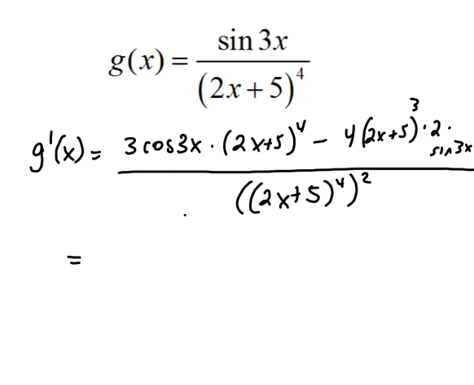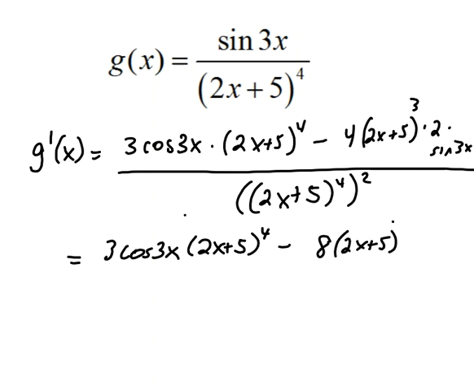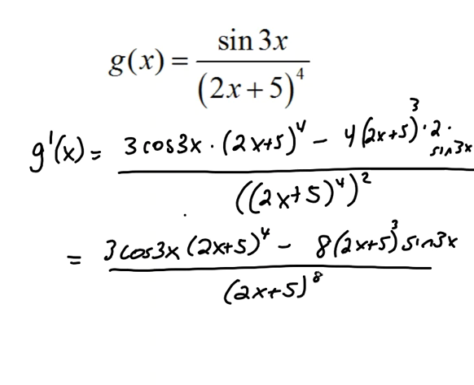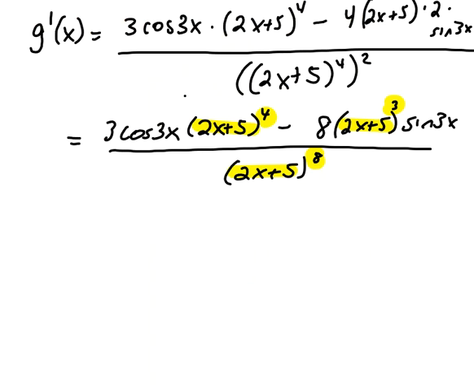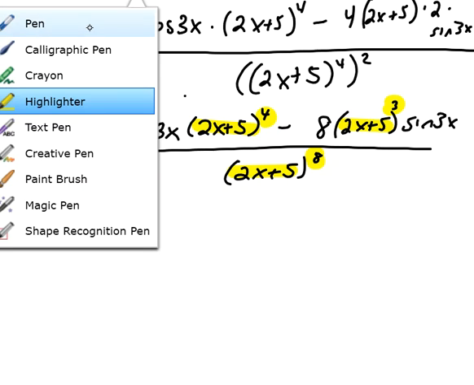All right, now we're cooking. 3 cosine 3x (2x plus 5) to the fourth, minus, on this side I have 8 (2x plus 5) to the third sine 3x, all over (2x plus 5) to the eighth. You notice we have (2x plus 5) to the fourth, (2x plus 5) to the third, (2x plus 5) to the eighth. They're in common in all the pieces, so I can actually reduce them out.